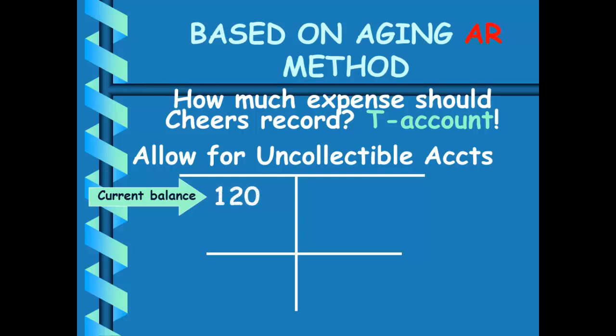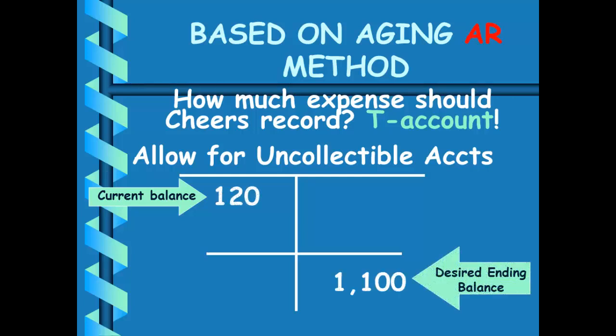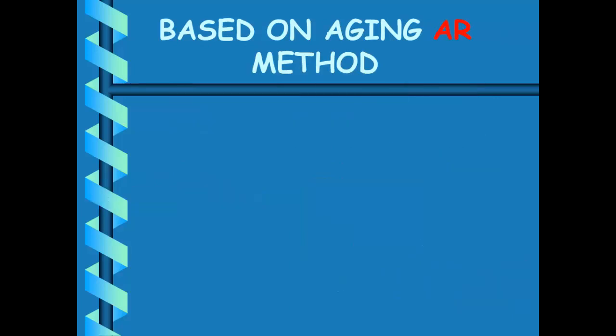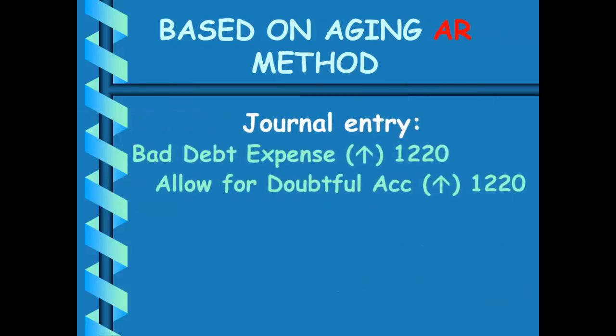I have a $120 debit balance. I still need to end up with a credit of $1,100. To get from a $120 debit to an $1,100 credit, I would have to make my journal entry for how much? $1,220. In other words, you have to add. So I would debit what account? Bad debt expense, good. And I would credit what account? Allowance for doubtful accounts. But this time it would be for $1,220.